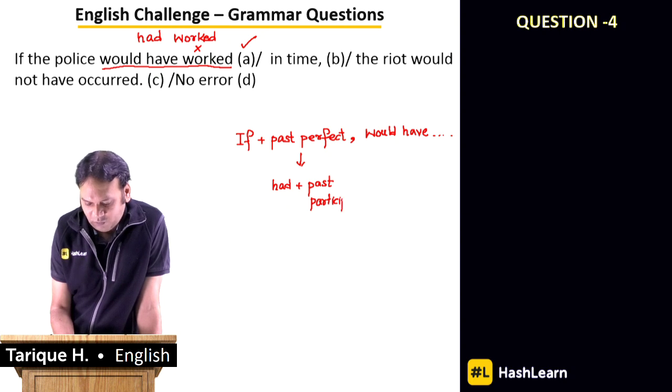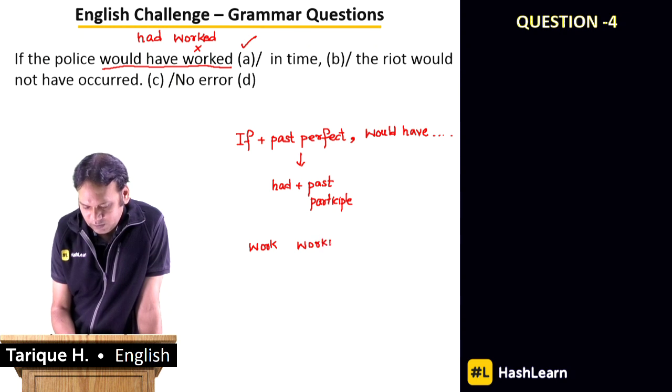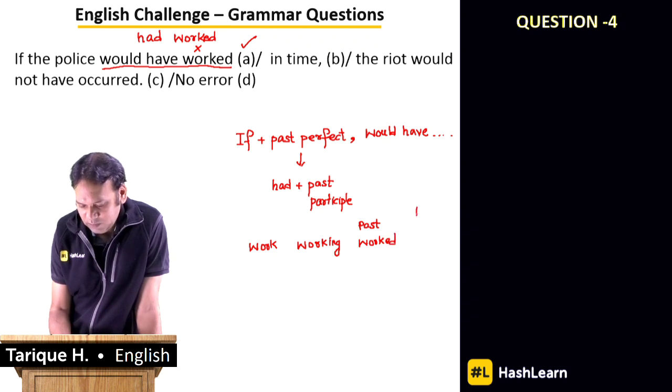Now, verbs have four forms. One is the base form, like the verb work. Then a continuous form, working. Then we have the past form. The past form of the verb is worked. And then we have the past participle, which is also worked because it's a regular verb, right? Past participle, that's again worked.